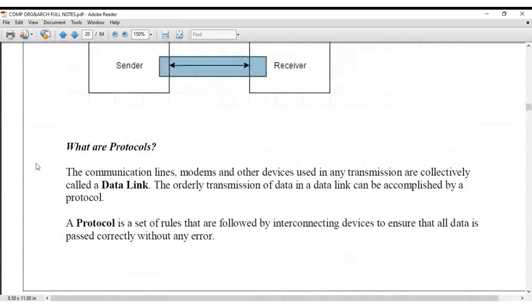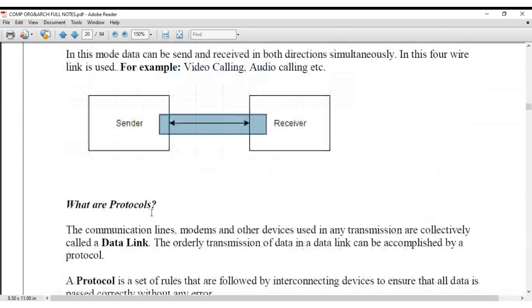Now let us talk about communication protocols. We're just going to introduce them, and then I'm going to end somewhere, right?